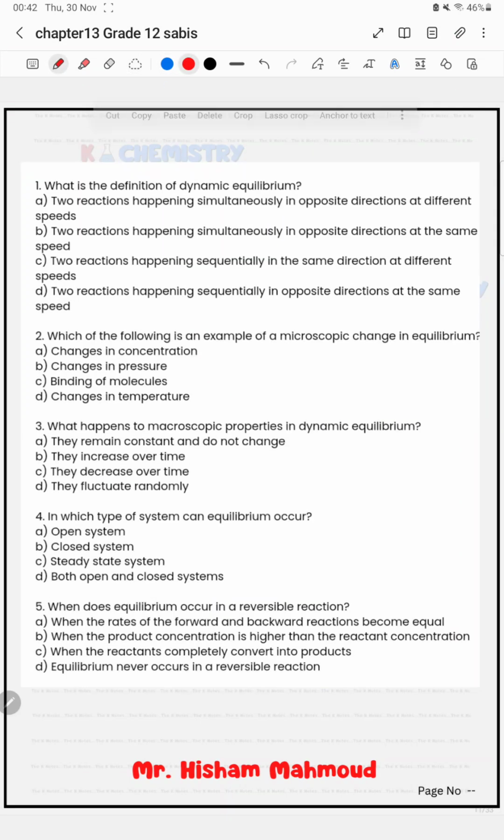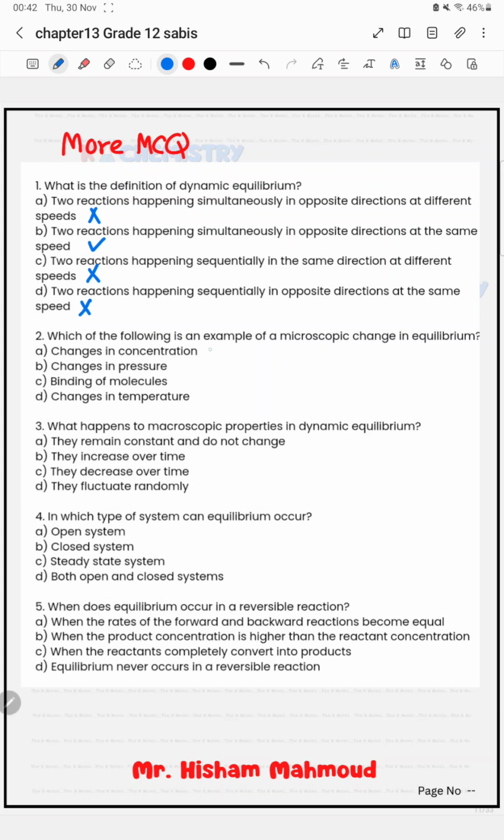We have some more MCQ questions. What is the definition of a dynamic equilibrium? It's a reaction in which two reactions happen simultaneously in opposite directions at different speeds? No. At the same speed or rate? Yes. In the same direction? No. In opposite directions at the same speed? No. Which of the following is an example of a microscopic change in equilibrium?